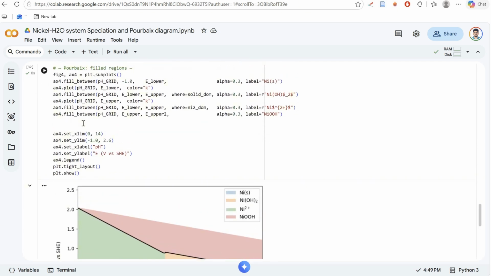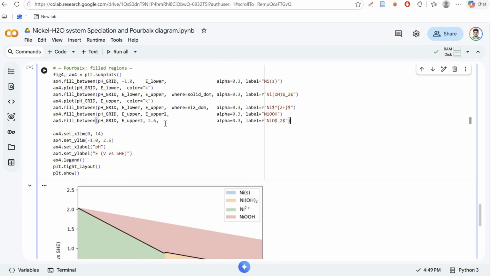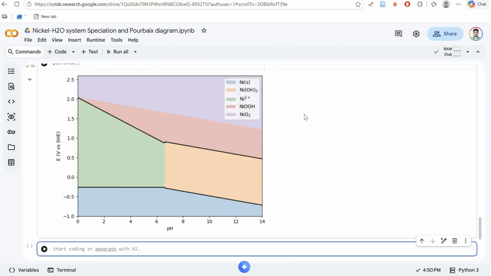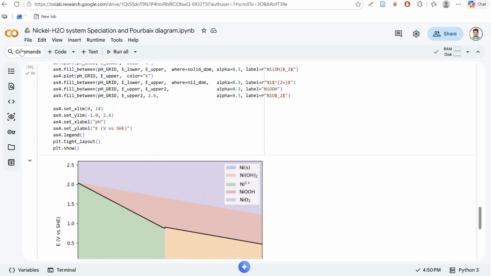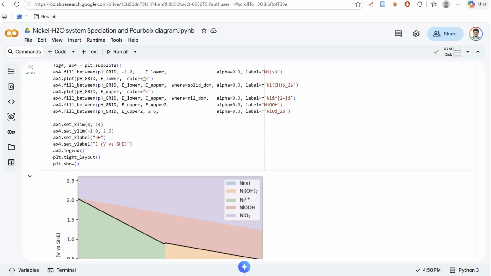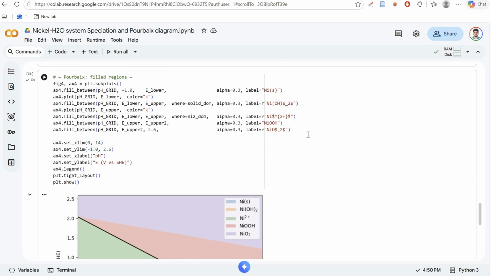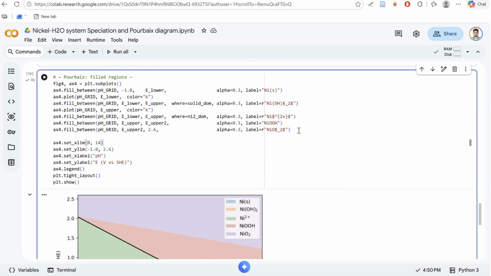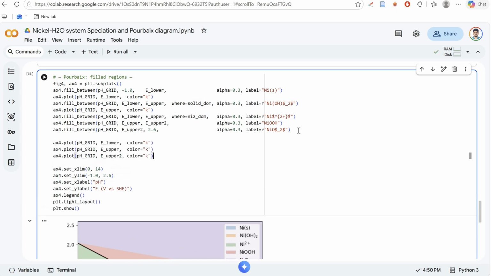Black boundary lines are added to clearly separate each stability region, along with the oxygen and hydrogen evolution reference lines as black dashed lines and the crossover pH marked in red. This gives the final Pourbaix diagram clearly showing the stability region of all nickel species as a function of both pH and potential.